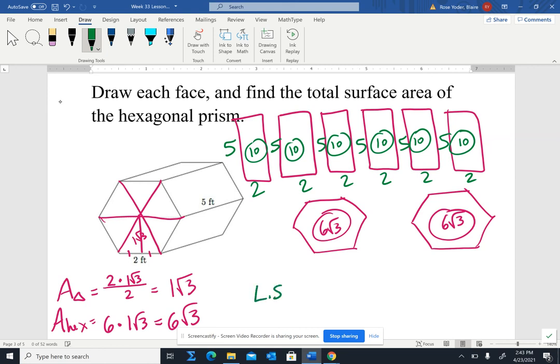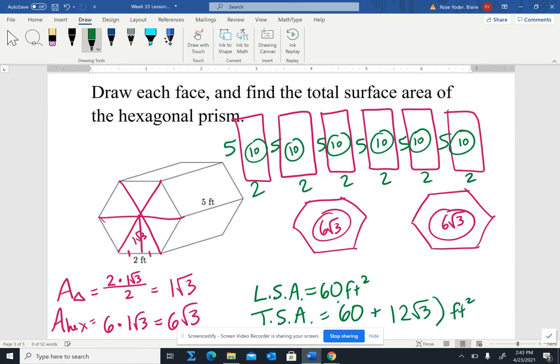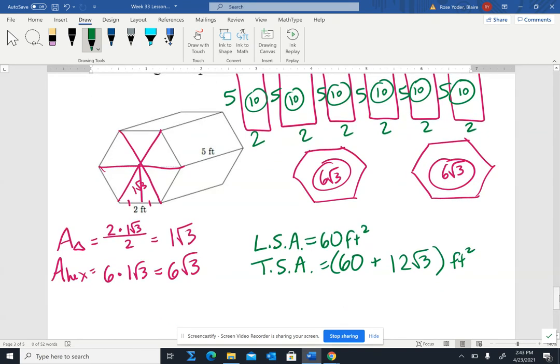So maybe I'll write that down. Lateral surface area is just 60 square feet, but the total surface area is the 60 plus the 6 root 3 and the 6 root 3, which adds up to 12 root 3. Don't combine the 60 and the 12 root 3 because 12 has a root 3 on it and 60 doesn't, so they're not like terms. So I'm going to put feet squared on that. A lot of times I put it in parentheses just to show that the feet squared goes with both parts of the surface area.